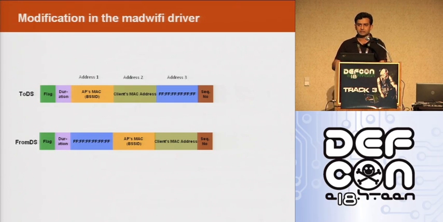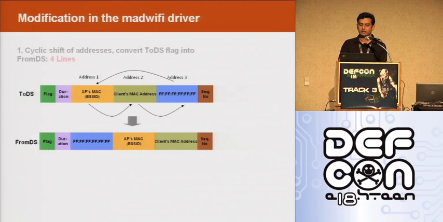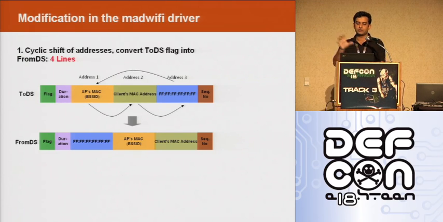But if you notice, there is not much difference between a ToDS frame and a FromDS frame. If you do a cyclic shift, a ToDS frame will become a FromDS frame. You move address 3 to address 1, address 1 to address 2, and address 2 to address 3, and it will become a FromDS frame. This requires 3 lines of code, and 1 line of code to change the ToDS flag to the FromDS flag. So in 4 lines of code, you can convert a ToDS packet into a FromDS packet.